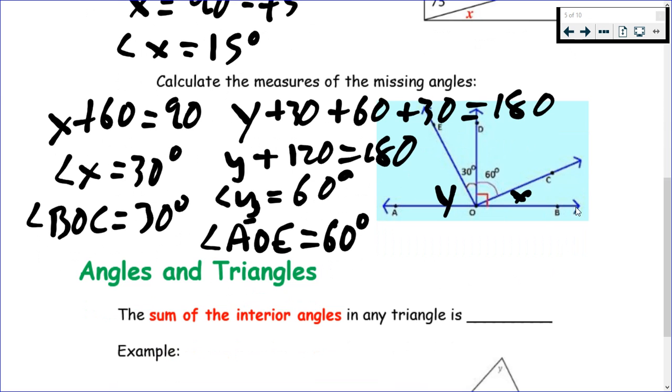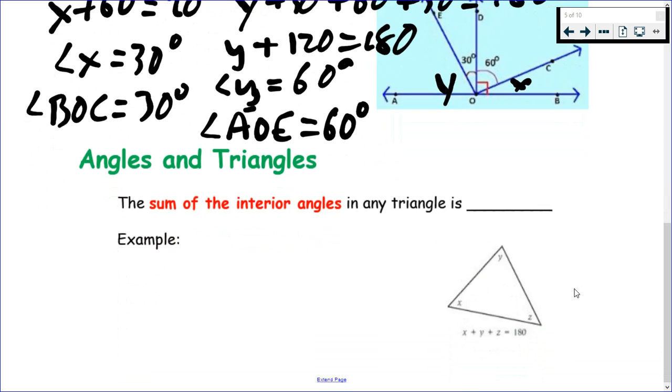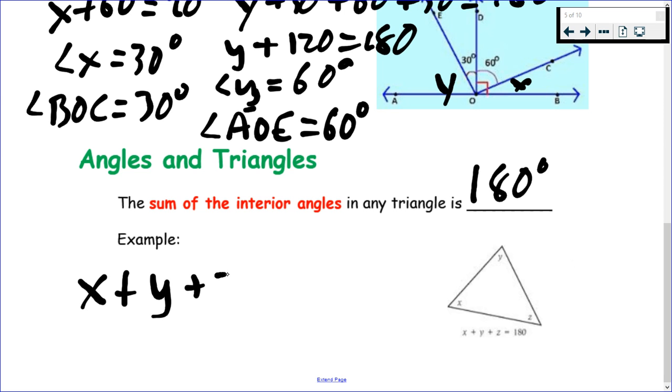Now what happens if we close the end off here and start making triangles? Well, there's a few things we need to know about that as well. The sum of the interior angles in any triangle is 180 degrees. So that means if we add up this angle and this angle and this angle, we'll get 180 degrees. This might be hard to read, so I'll rewrite this. Angle X plus angle Y plus angle Z must necessarily equal 180.